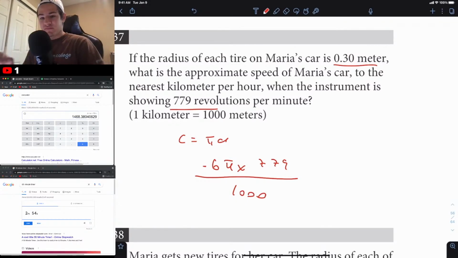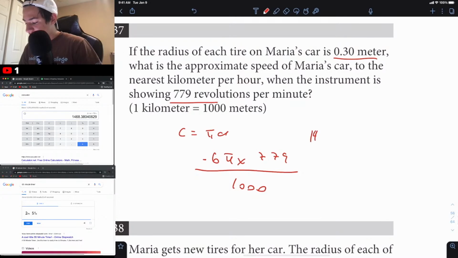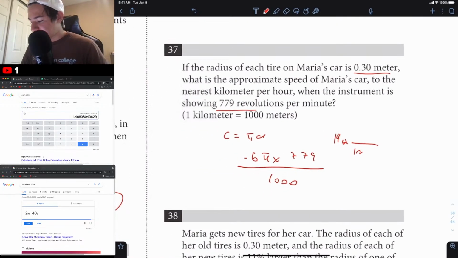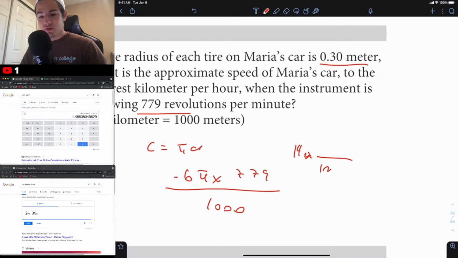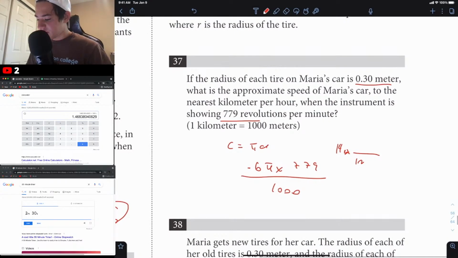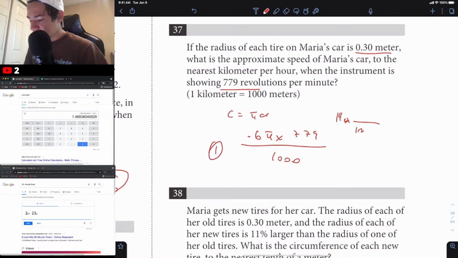And then we need to convert this, so that's in meters, and we're going to divide that by 1,000 to get kilometers. So that's 1.46. Okay. To the nearest kilometer per hour. So I'm going to say 1 point, oh wait. What is the approximate speed to the nearest kilometer per hour when it's showing 779? So it's going to be 1. Doesn't make sense though.